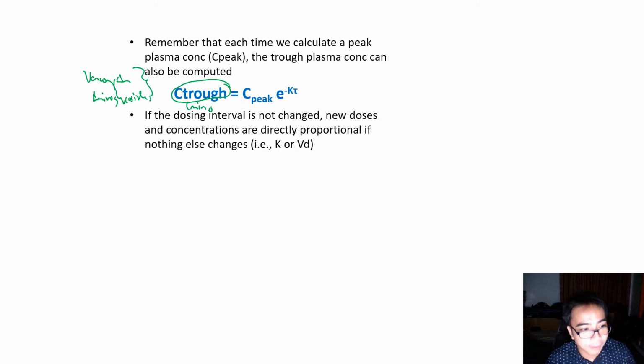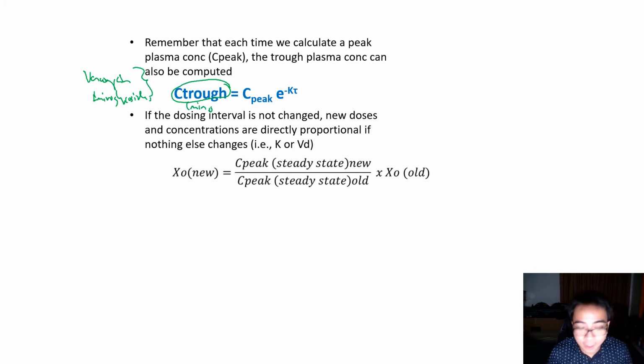So, class, say for example, gusto kong baguhin yung dose ng patient ko. Okay? Pero hindi ko babaguhin yung dosing interval. If you're not going to change the dosing interval, class, instead of undergoing yung process natin kanina, yung nag-compute pa ako ng K, nag-compute pa ako ng VD, ganyan-ganyan. Alright? Kung hindi ko babaguhin ang dosing interval, class, and K and VD stays the same, walang problema ang patient ko, then you can just use ratio and proportion. Okay? Usually, class, ito lang naman ang gagawin dyan eh.